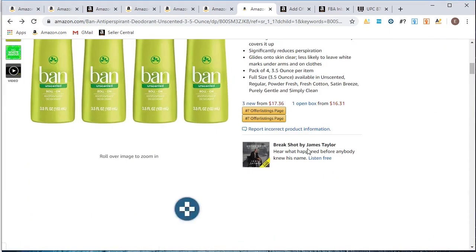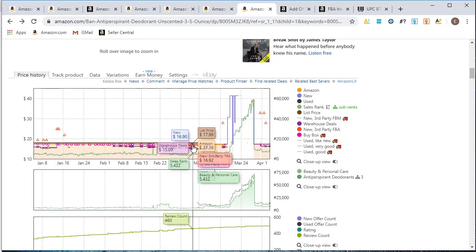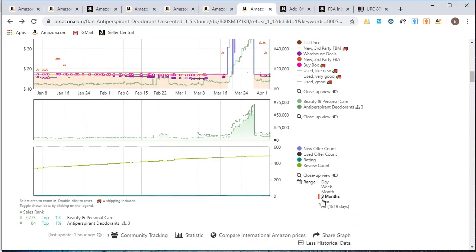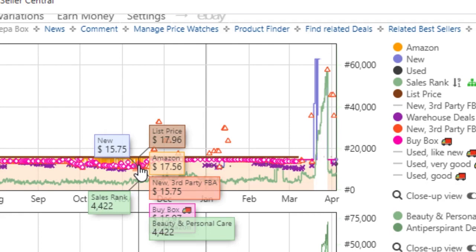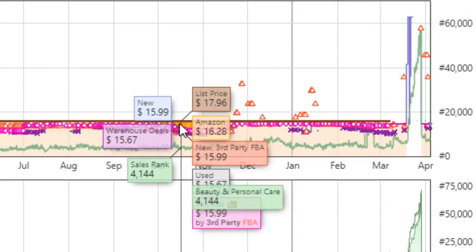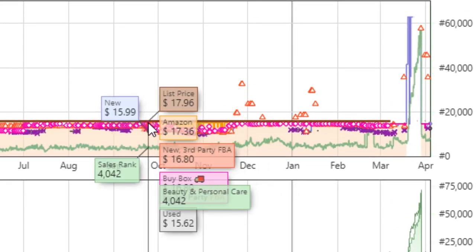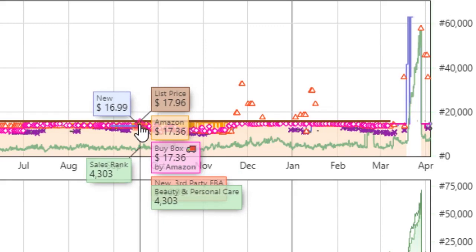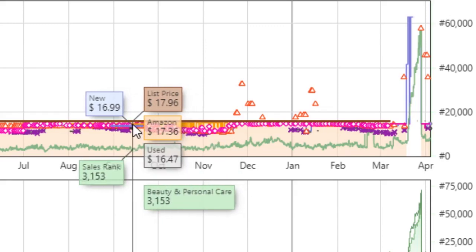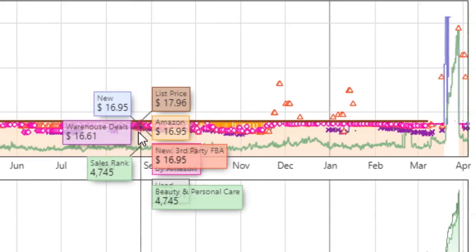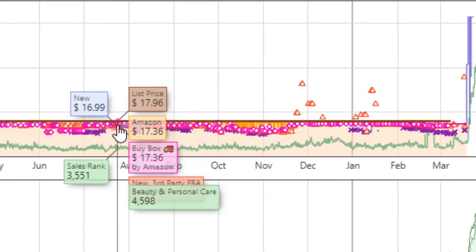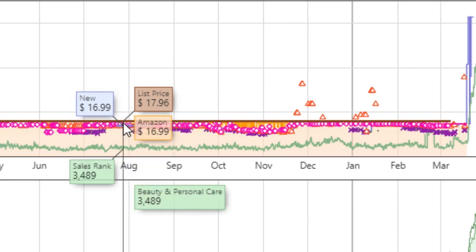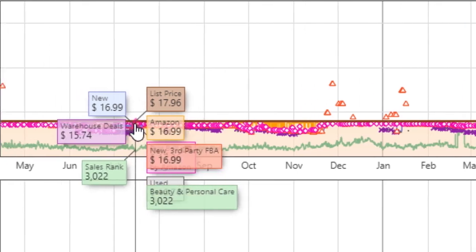But let's take a look at this listing here. And now this is a good indication that Amazon's dominating the buy box. So let's expand it to a year. And you can see all these dots here. And you'll be able to see that Amazon is dominating the buy box. So Amazon, new third party. So there is some third party FBAs getting some buy box in there. But Amazon's always at the same exact price, right? You can see there Amazon dominating the buy box.